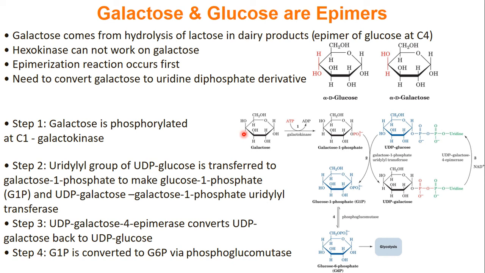First, galactose is phosphorylated at C1 using galactokinase, as shown here, and we get galactose-1-phosphate. Once we have galactose-1-phosphate, UDP glucose can come in, and what's going to happen is that this UDP, uridine diphosphate, is going to be given to galactose to make UDP galactose, while this phosphate is going to be given to the glucose to make glucose 1-phosphate. This glucose 1-phosphate can then go through phosphoglucomutase to make glucose 6-phosphate in glycolysis.